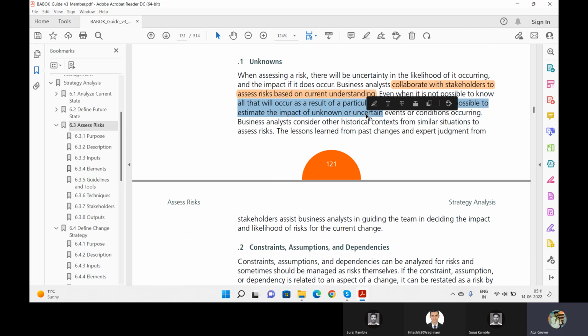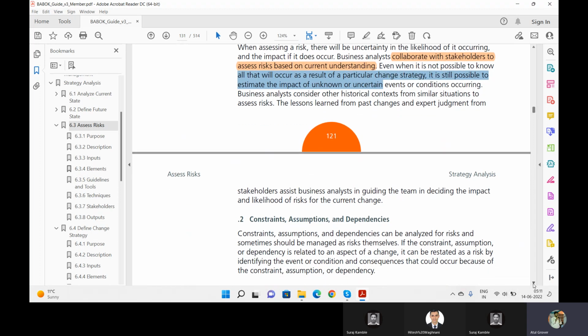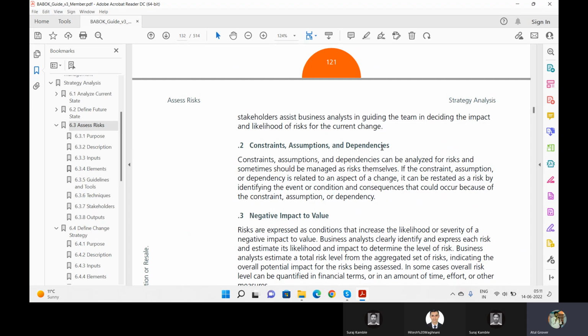कि अगर ऐसा हो गया, then how to handle that part. Then the second input value in this, the second important element is the constraint, assumption and dependency. When I am building a solution on the enterprise level, on the product level, on the requirement level, anything, I can say these three things I have to take care of: constraints, assumption and dependency.